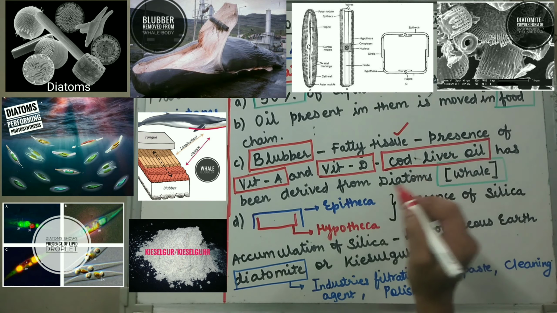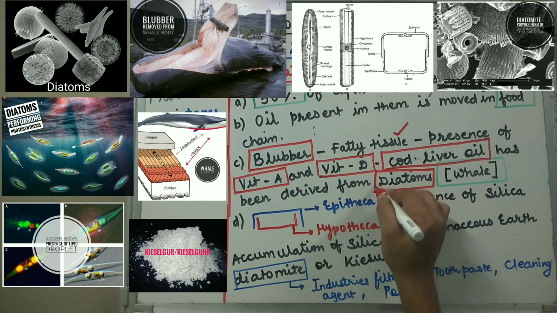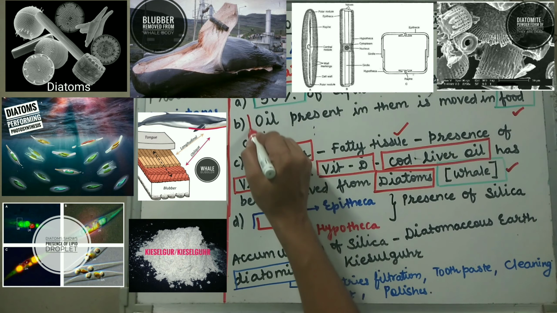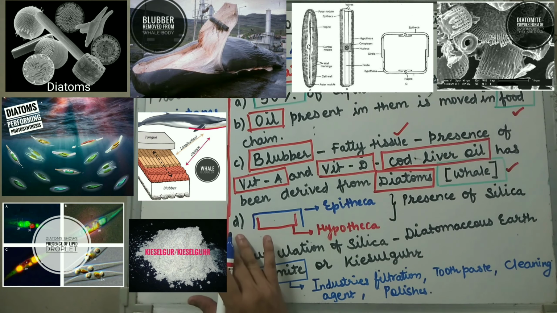Now this has been derived or made from diatoms. So there is a very important relationship of whale with respect to the food chain and the oil that is stored in their body. Let us go to the next particular point, number D.